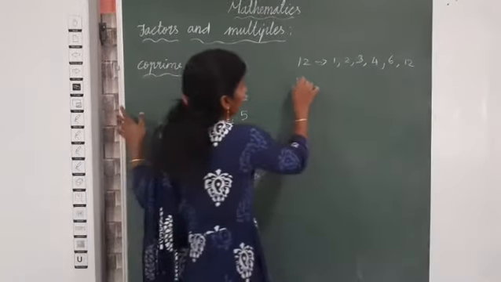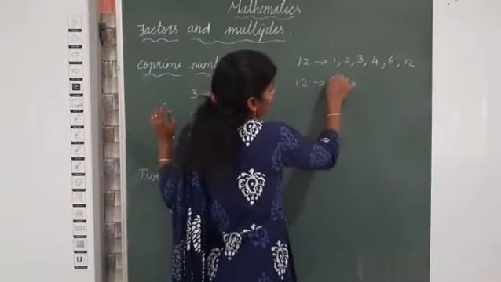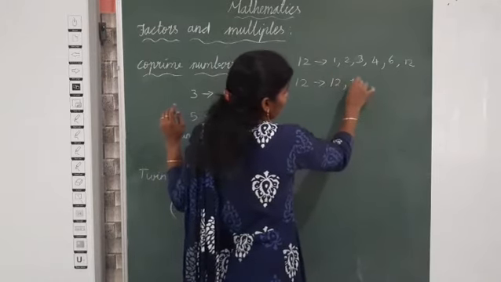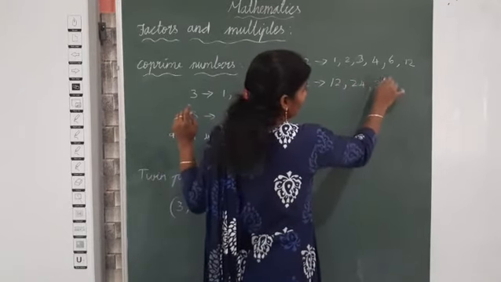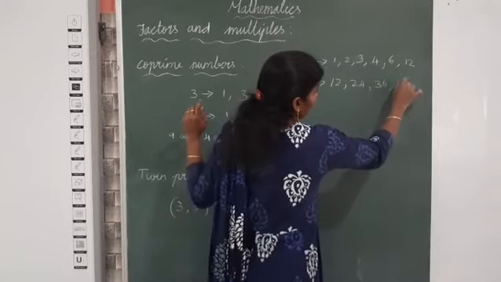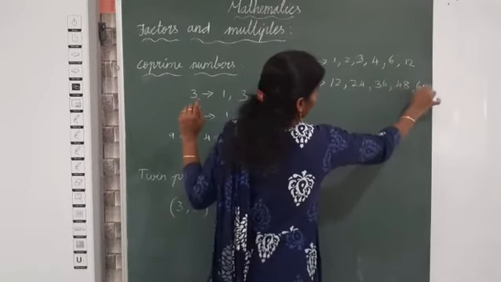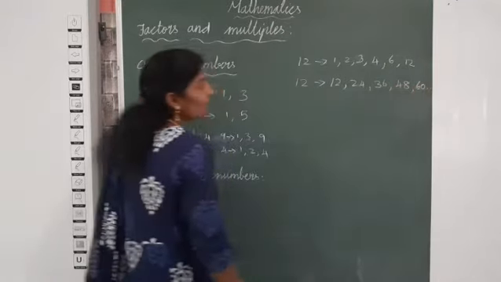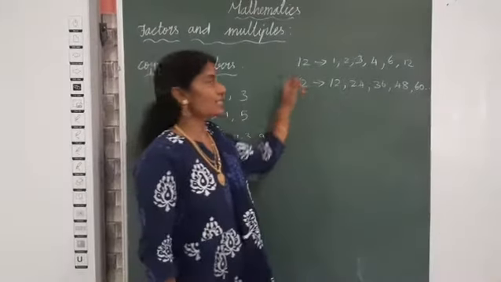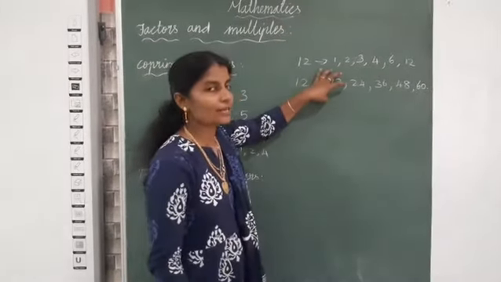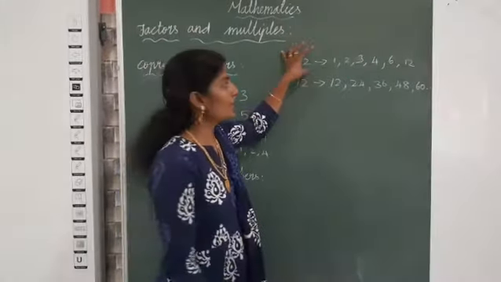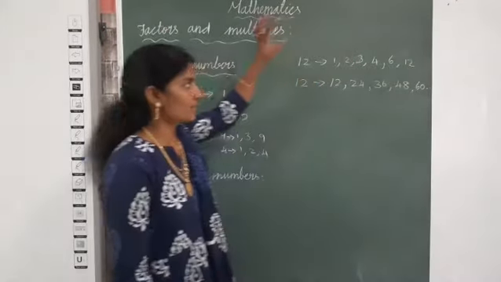What are the multiples of 12? 1 times 12 is 12, 2 times 12 is 24, 3 times 12 is 36, 4 times 12 is 48, 5 times 12 is 60, etc. Isn't it? These are the multiples. These are the factors of 12, and these are the multiples of 12.